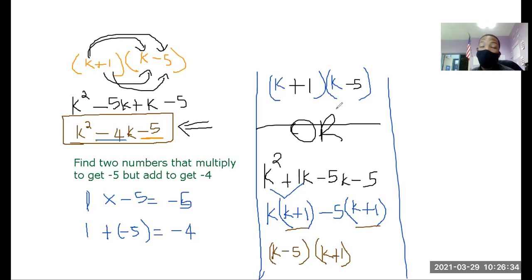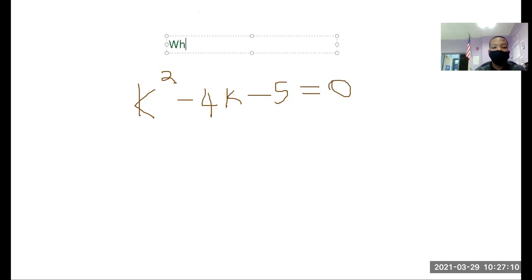That's one way. We also want to look at what if my k plus 1, k minus 5, what if my equation was equal to 0? Right now it's just an expression and it's asking to factor it. What if I get something that is k squared minus 4k minus 5 is equal to 0? And then it says, what are the values for k?